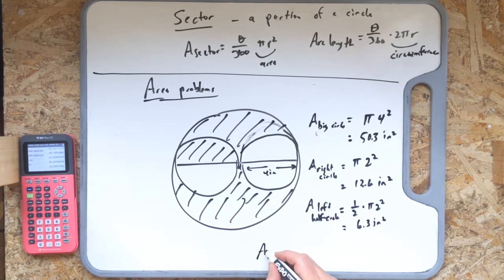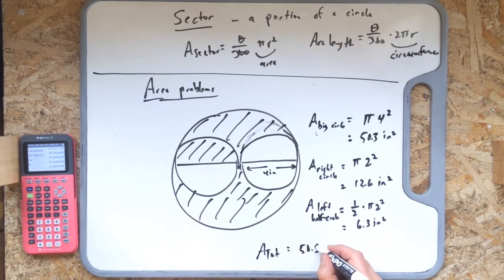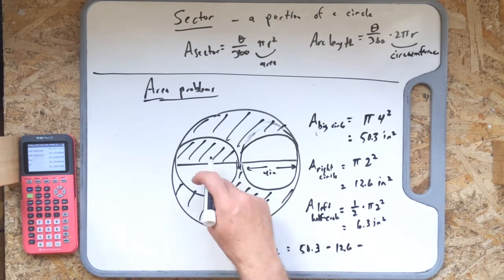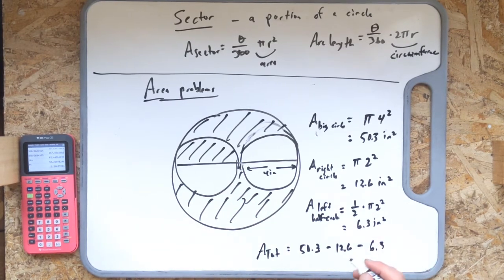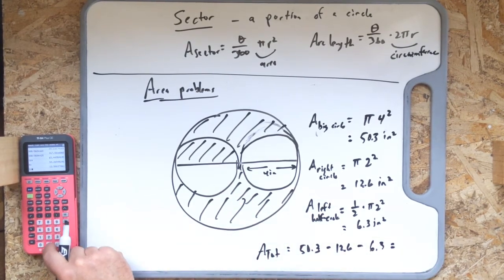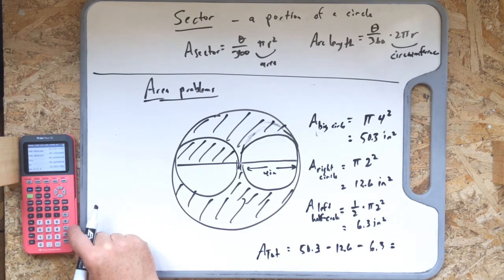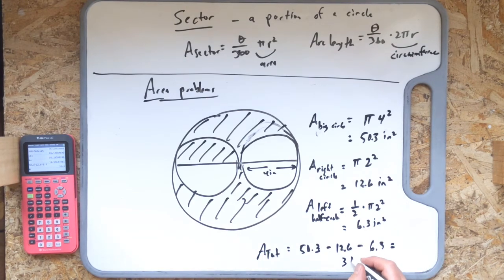Okay, then the area total is going to be the area of the big circle, which is 50.3, minus the area of the right circle, which is 12.6, minus this half circle on the other side, which is 6.3. And that will be a total of 31.4 inches squared.